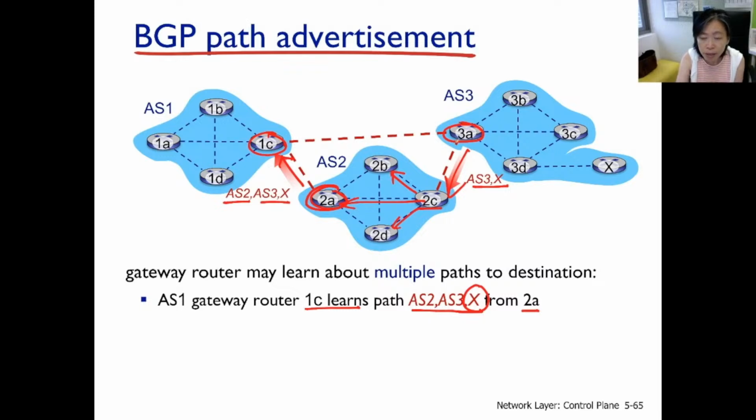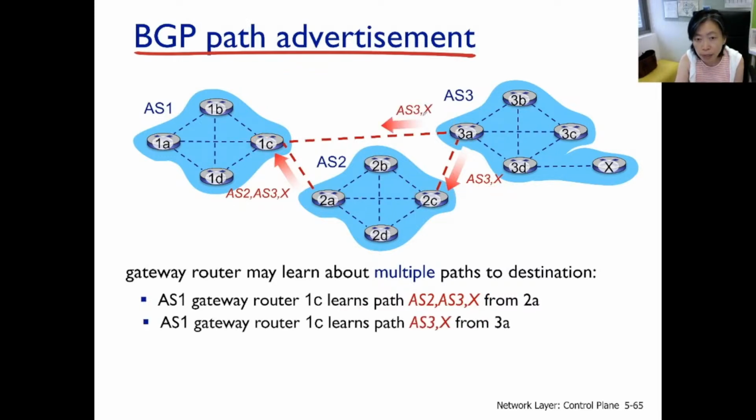The other direction is this. 3A can be simply sending what? AS3 X, this path advertisement, directly to 1C, and 1C will just simply learn that there's another way to reach destination X, which is just simply sending it to AS3 through 3A. So these are the gateway border routers that 1C sends the packets to for the two different paths, 2A and 3A.